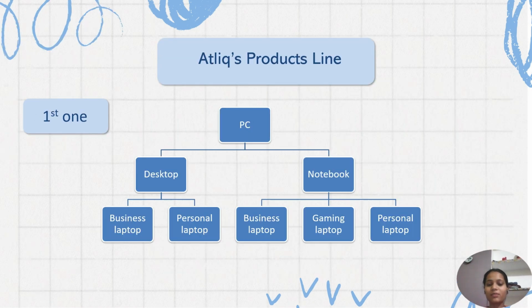The first one we'll talk about in the product line is PC. There are two types of PC: desktop and notebook. In the desktop we have three types, like business, gaming, and personal. And in the notebook we have two types of laptop, like business laptop and personal laptop. So this one is the first product line.